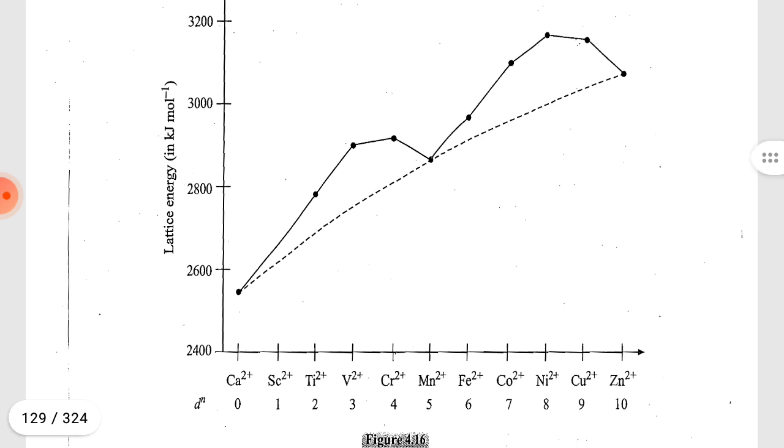So manganese 5 lattice energy is very low. Then lattice energy increases from manganese 5, iron 6, cobalt 7, nickel 8. Then from nickel 8 the lattice energy decreases to copper 9 and zinc 10. All these transition elements are in the oxidation number 2.